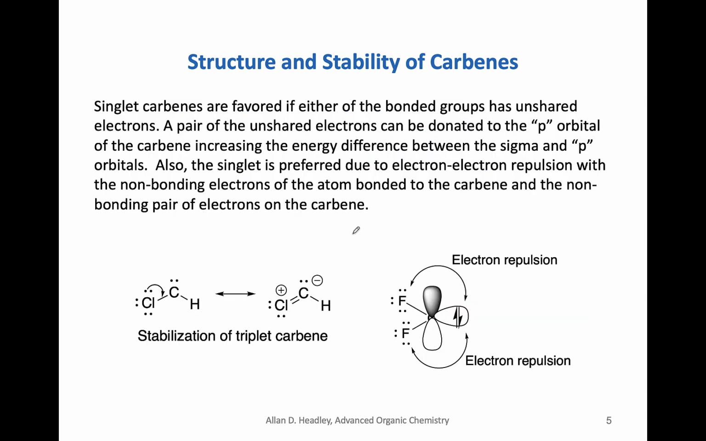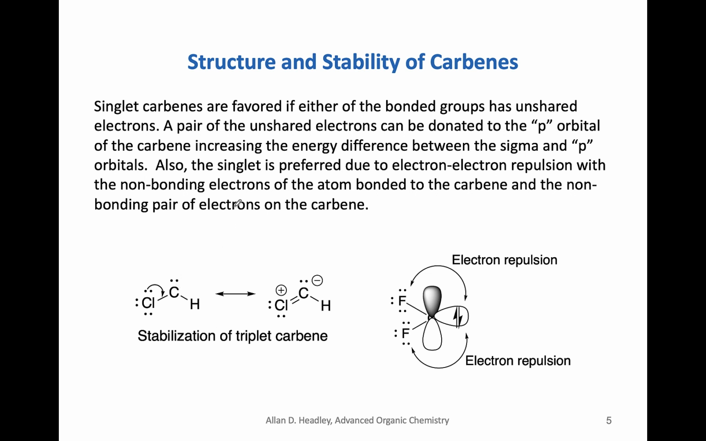Let's look at factors that can stabilize the carbene. If there is an atom that has at least one unshared pair of electrons that's bonded to the carbene, as you can see here, it can donate its electrons to the carbene, hence stabilizing it.